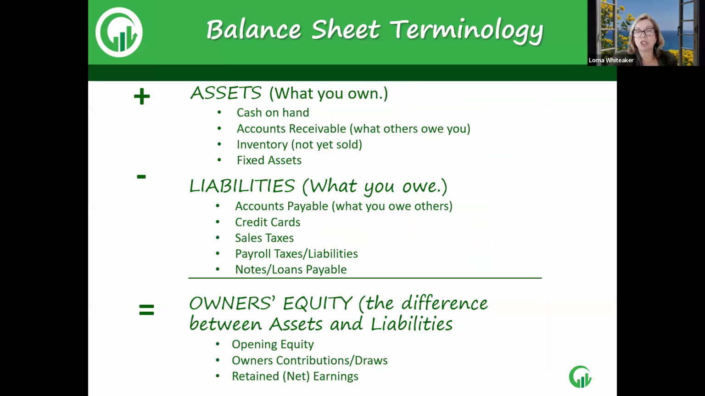So I'm just going to give you a quick overview here of balance sheet terminology, so that you can understand how the balance sheet works. Assets, what you own: cash on hand, accounts receivable. Liabilities, what you owe, equals owner's equity. And people are always confused by what owner's equity is. Opening equity, the value of something when you just started your business; owner's contributions, how much money you put in; owner's draws, how much money you take out; and retained earnings. This is the retained net income for the life of your business from day one.